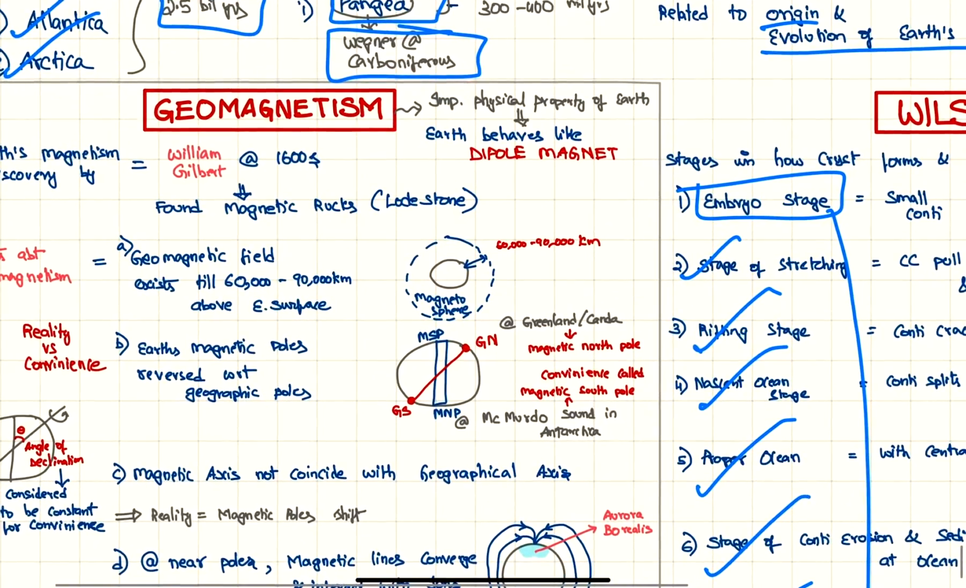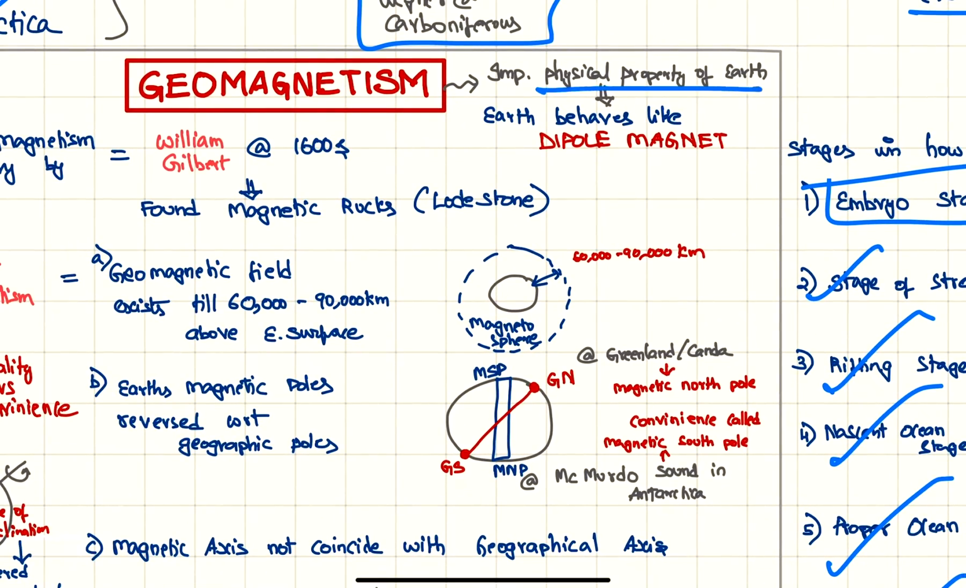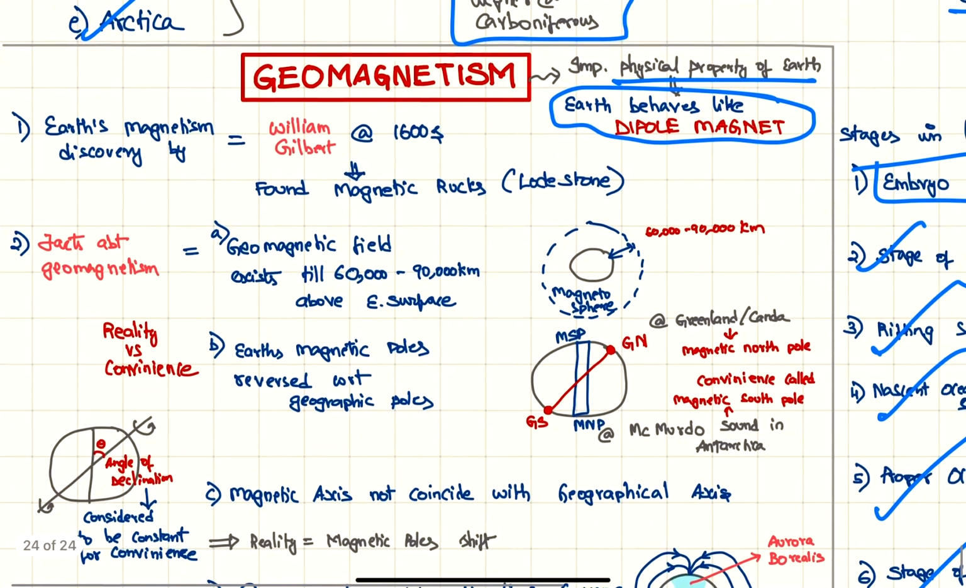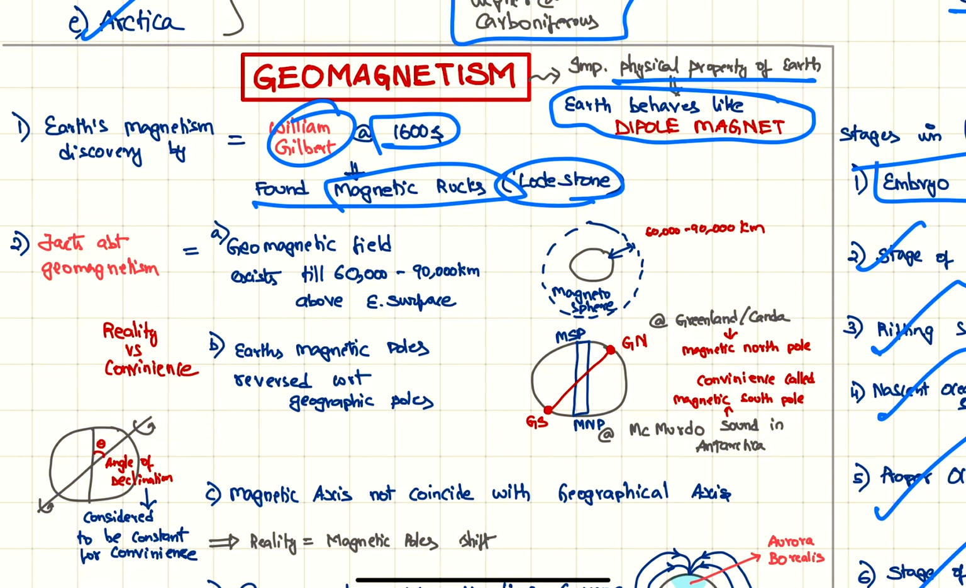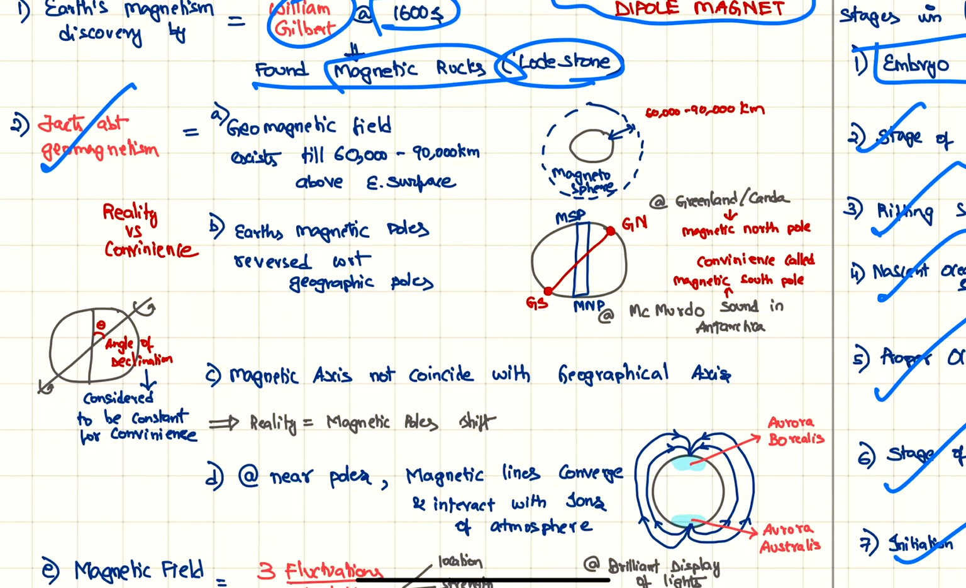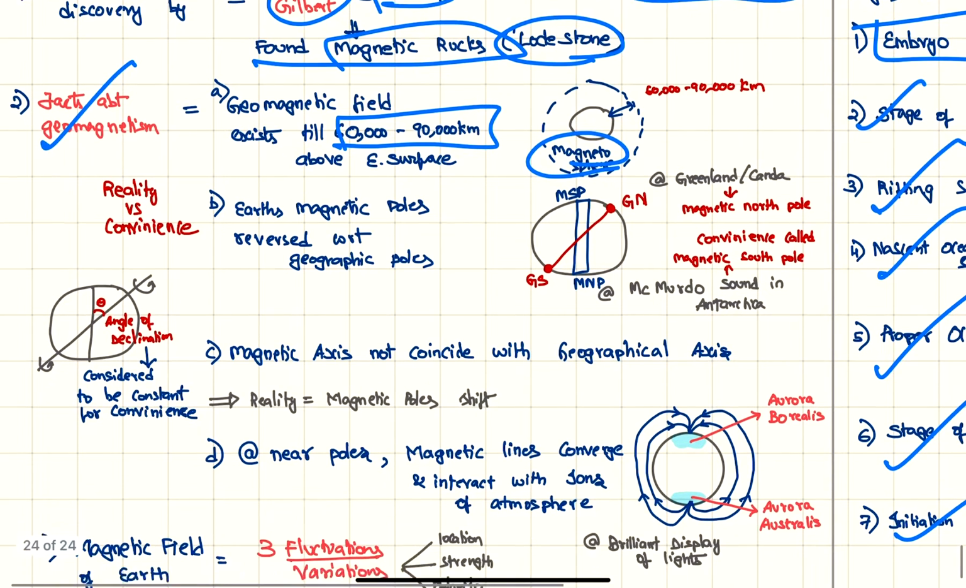Next we have geomagnetism. It is an important physical property of Earth because Earth behaves like a dipole magnet. Earth's magnetism was first discovered by William Gilbert in the 1600s, where he found magnetic rocks like lodestone. Next, some facts about geomagnetism. We have the magnetosphere up to 60,000 to 90,000 kilometers above Earth's surface.